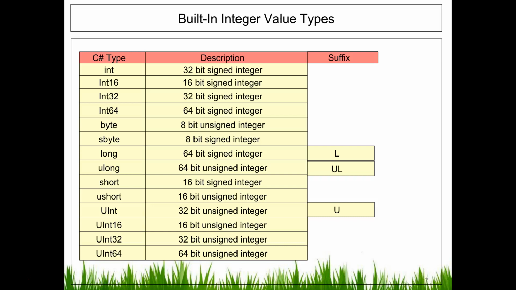Built-in integer values. As you know, integers are numbers without any decimal points, and there are these many types of integers that you can use in C#.